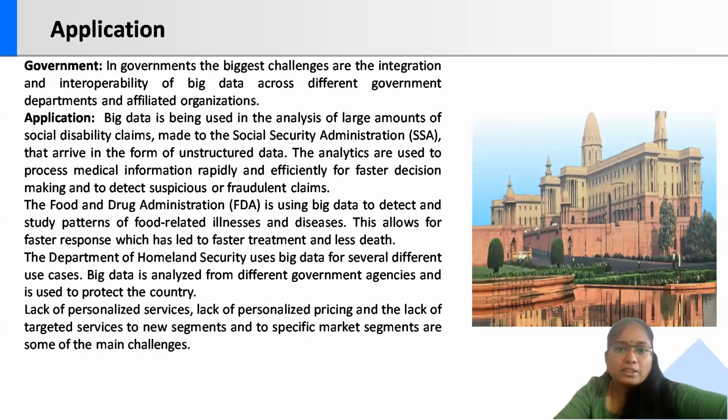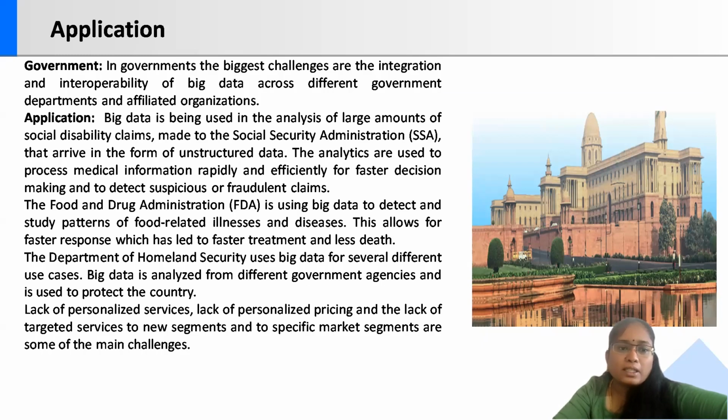The next application is government. Again, I can take the case study of the SSA, the Social Security Administration, which has a large amount of data on social disability claims. The data is mostly unstructured, and it is mainly used to detect suspicious or fraudulent claims.